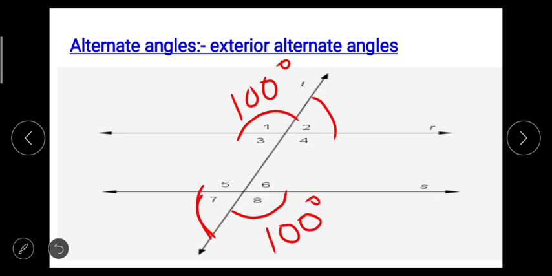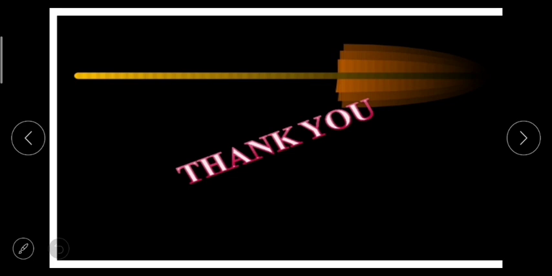Okay students, you have to practice this at home, otherwise you will not understand anything. These properties you have to solve on your own. If you just watch the video, just watching the video is not enough. In maths you have to practice, you have to solve on your own.